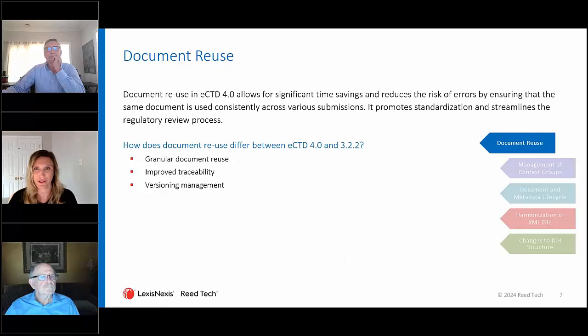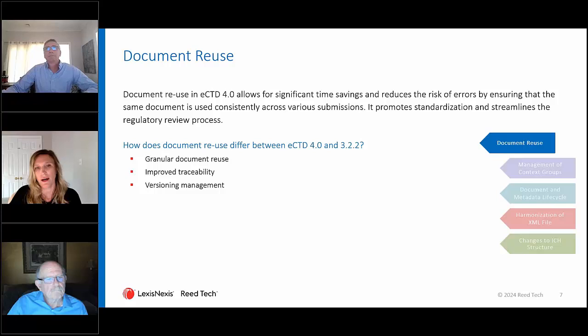Okay, great. The first one that we're going to take a look into is document reuse. This is important because it promotes standardization and streamlines the regulatory review process, and it helps reduce errors by ensuring that the same document is consistently used across different submissions. So Gary's really going to help us look into that by exploring what is the difference in document reuse between 4.0 and 3.2.2.